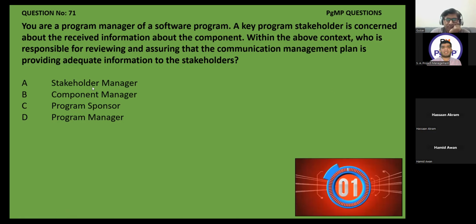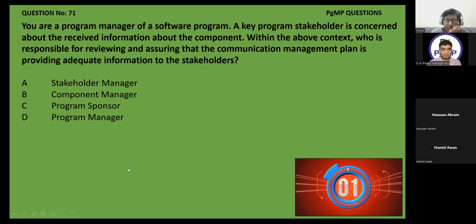Stakeholder manager is a makeup term. Component manager is like a project manager, but here we are talking about program level things, the communication management plan. Then the program sponsor is only accountable for enabling the success. He has nothing to do with the thing. And the program manager is actually responsible for reviewing and doing everything for the program to make it successful.